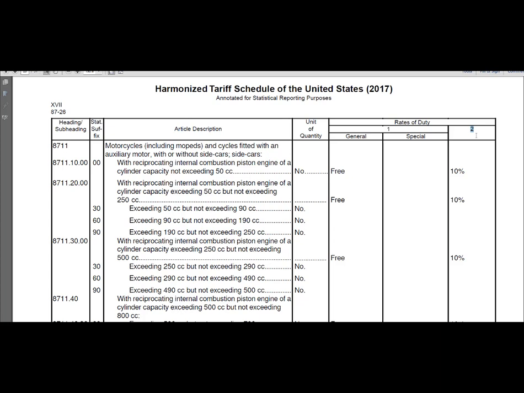In this case, currently it is North Korea and Cuba that fall here, even though there has been progress in the normalization of relations with Cuba, but it is still part of the 2017 countries covered in column 2. So, for example, it's free to import motorcycles with less than 50 cc from pretty much every country in the world, except that if you import those from North Korea or Cuba, you have to pay 10% tax.